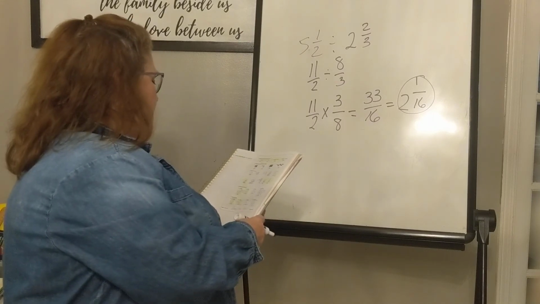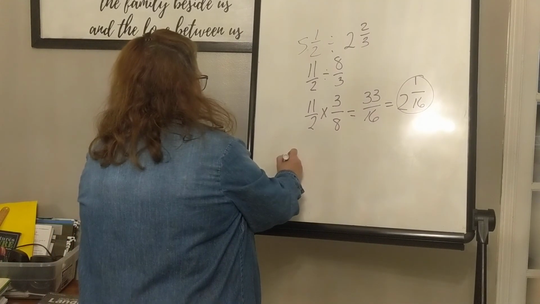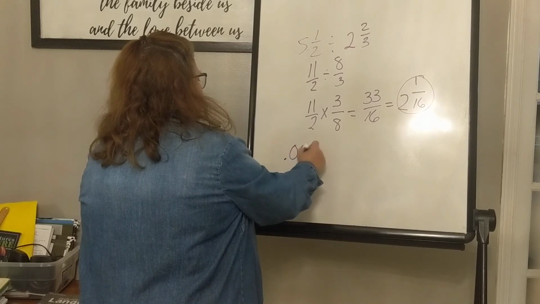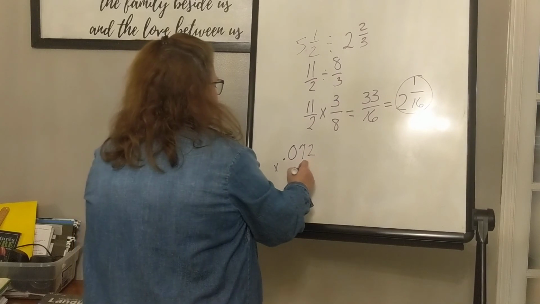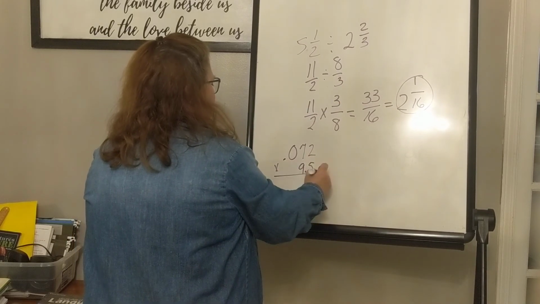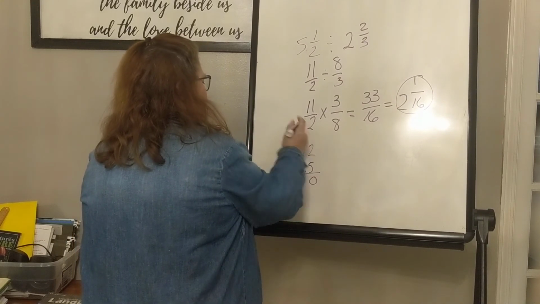All right, letter F, we have 0.072 times 9.5. So we're going to multiply. 2 times 5 is 10, put 0 down, carry the 1.